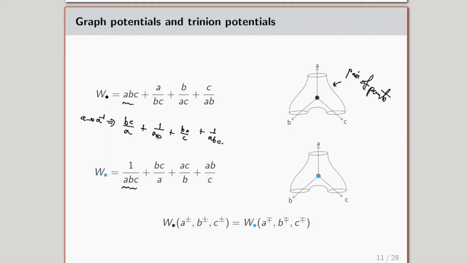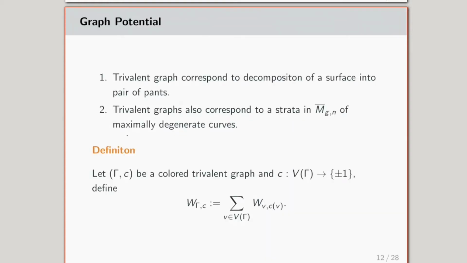This relation you can think of in two ways. One is taking care of the orientation of the manifold, and also you can think of it as the fact that the center of SL2 has order 2. So these two things are packaged by this symmetry. Okay, so this is what is called a trinion potential. They are related by the Z mod 2 symmetry.